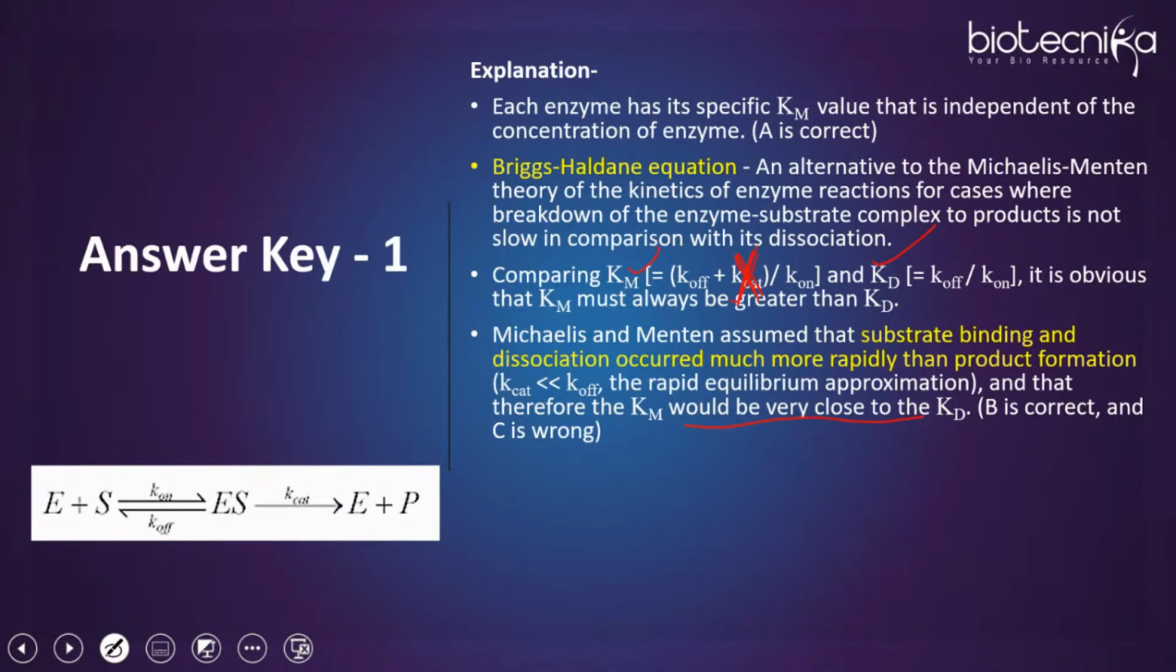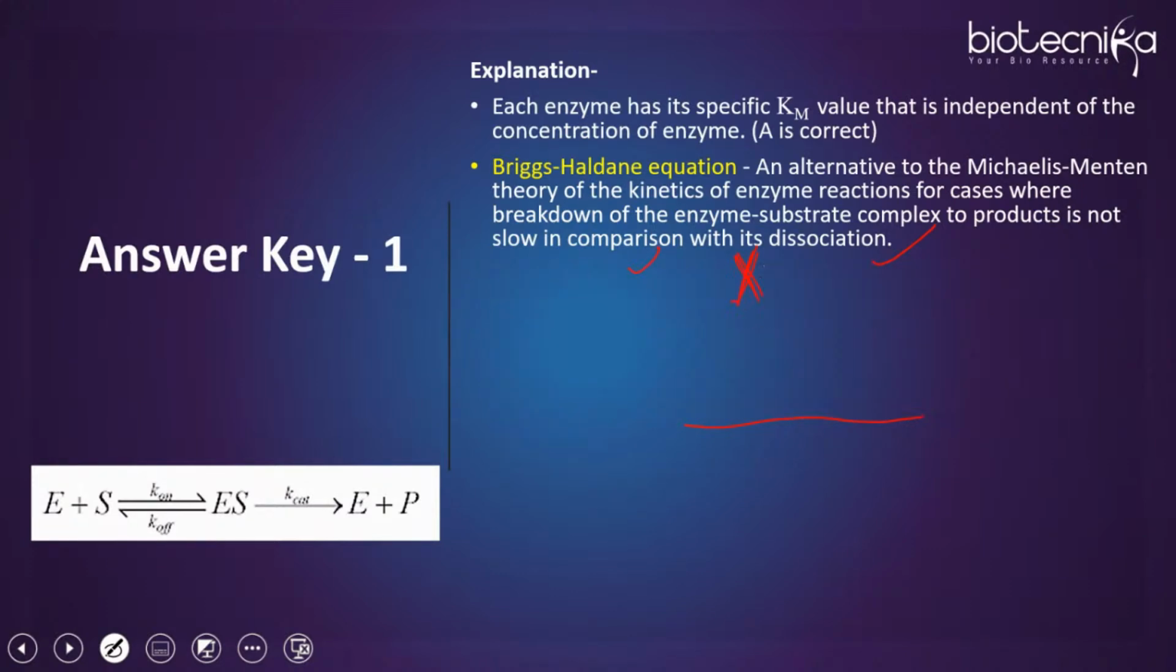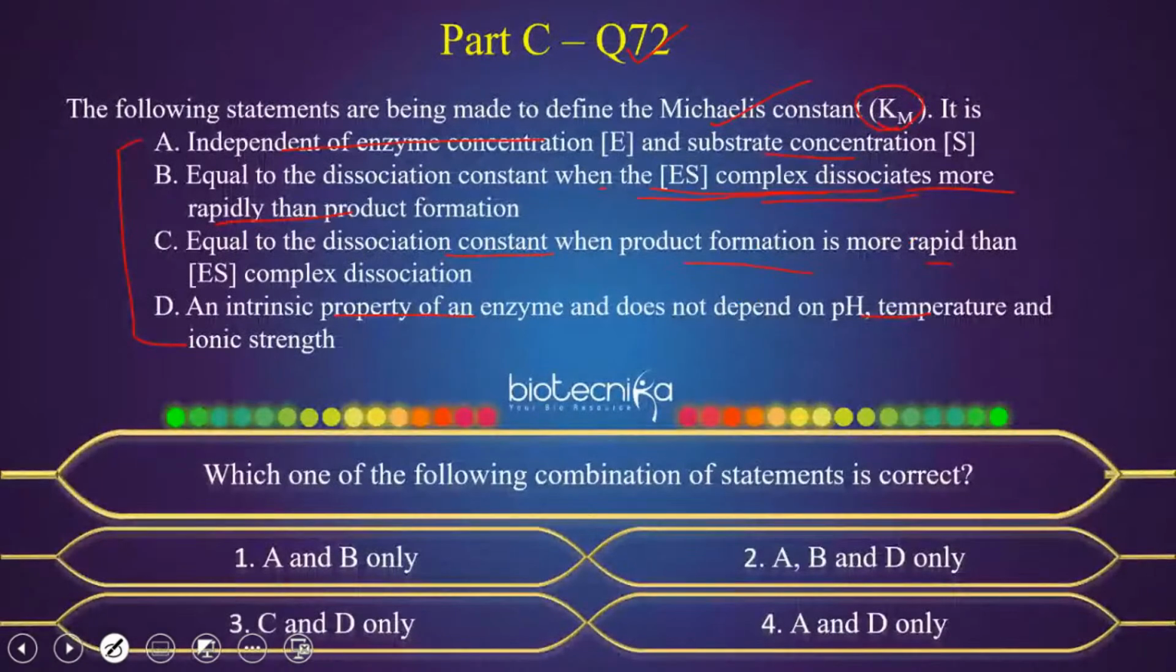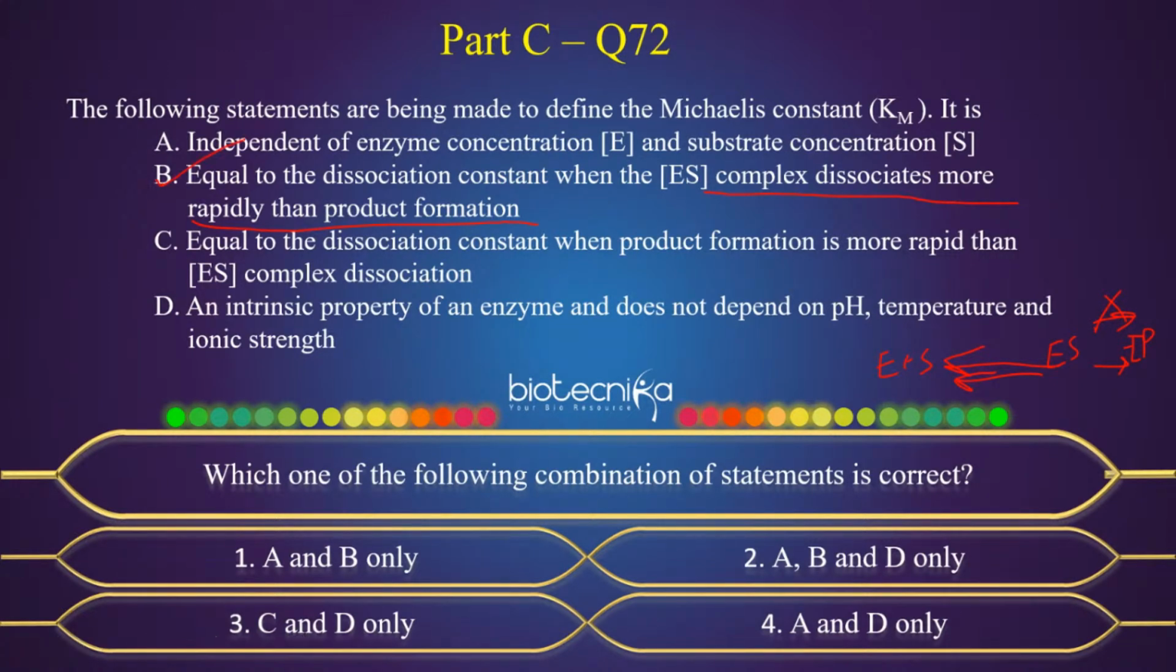So what is the condition in which Km will be almost equal to Kd? Where the ES complex dissociates more rapidly than product formation. Yes, it moves this side rather than this side. The ES complex going back to E plus S, that tendency is more than going to product formation. So that's why we will call B the correct statement.